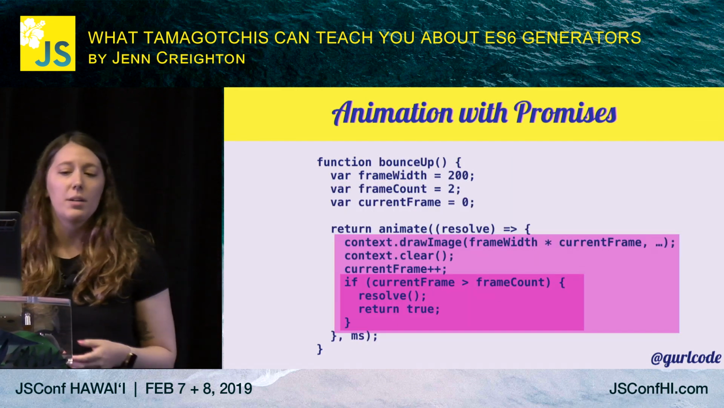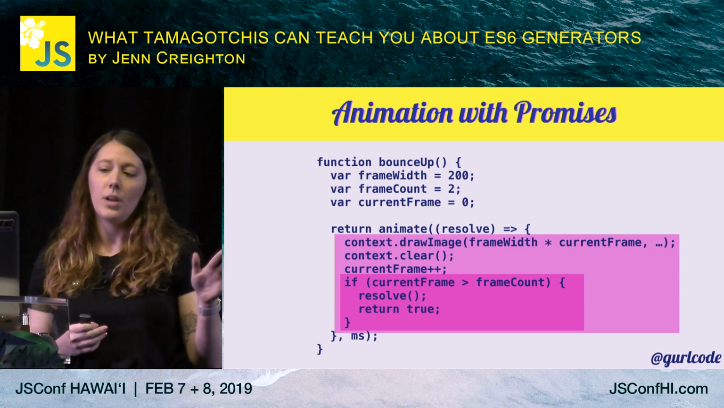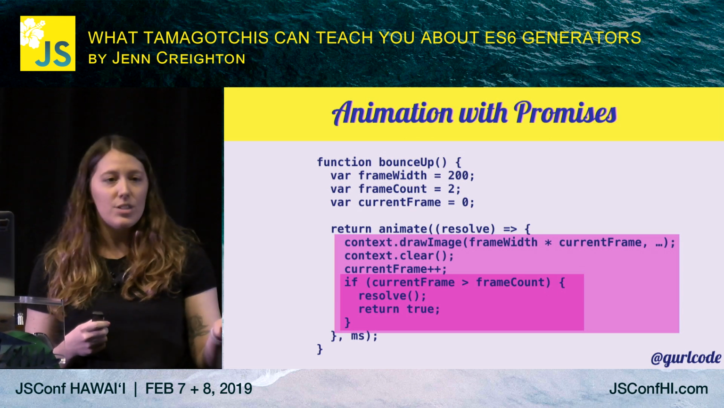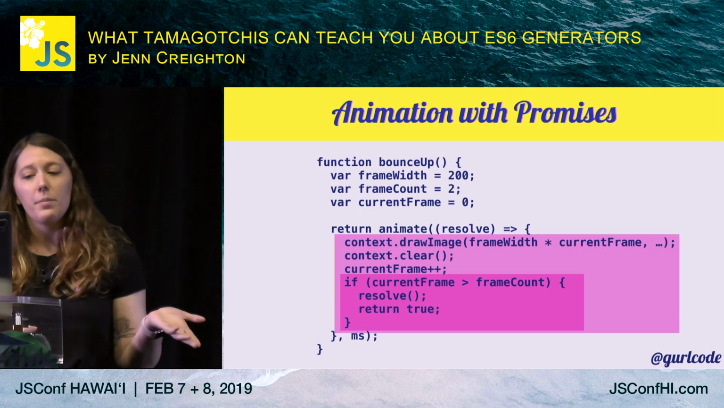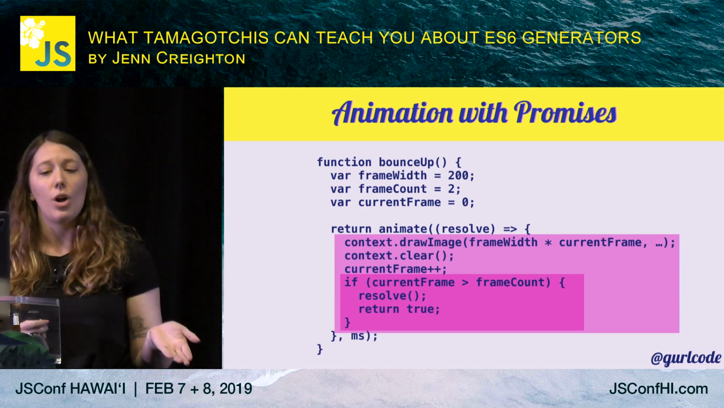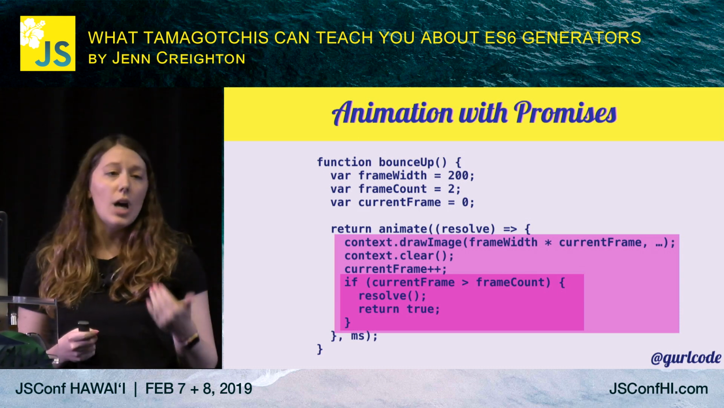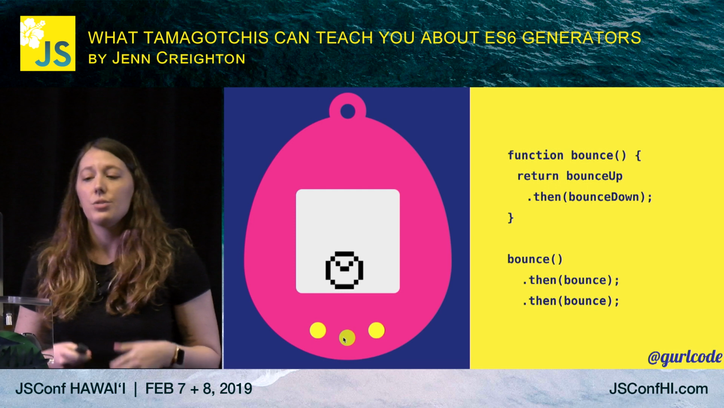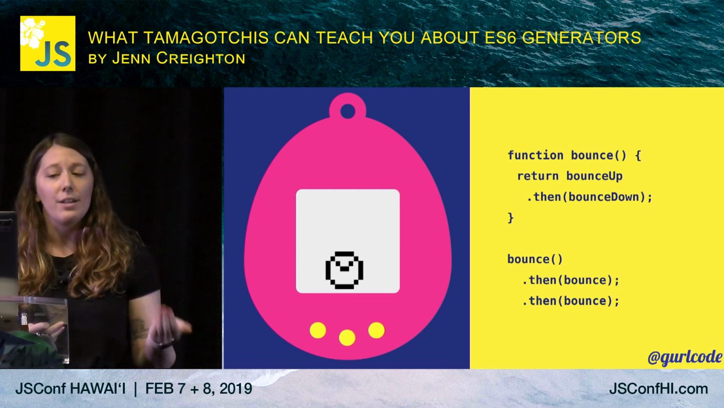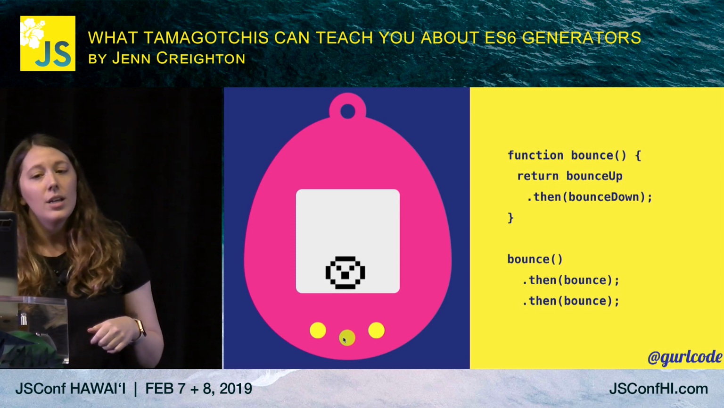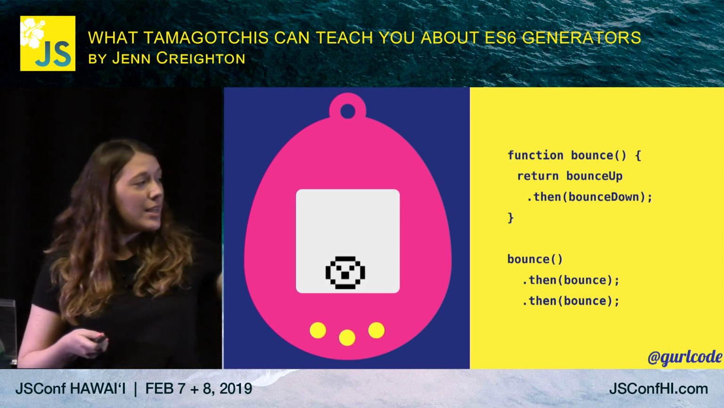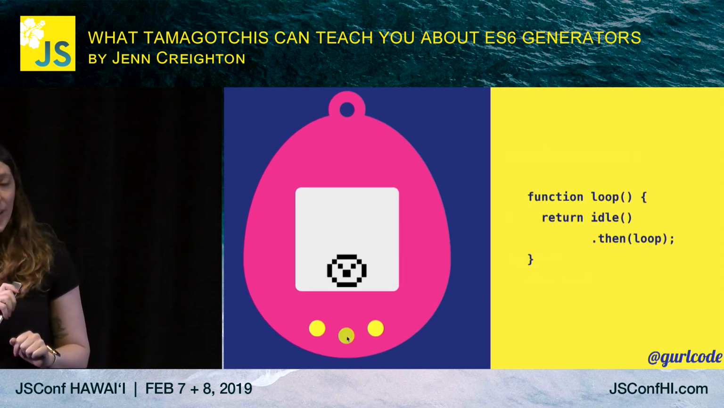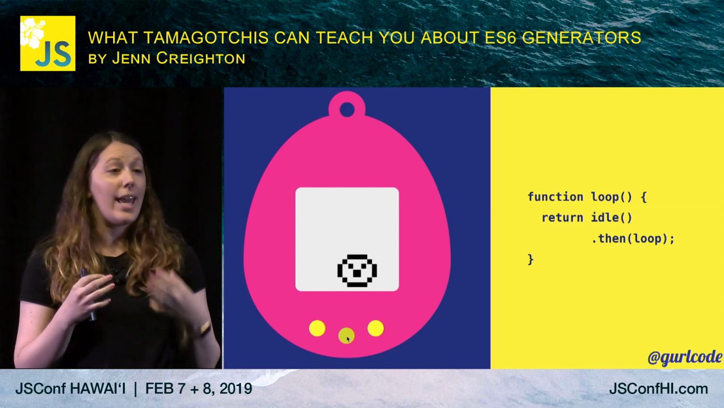So here we're going to actually use the animate function to create a bounce up animation. We're going to pass a function that draws the correct frame, clears the context, and increments the current frame count. When the current frame is greater than the frame count, the promise is resolved and we return true. So this would stop the function from setting another loop via setTimeout. And so now we can create a simple bounce function using our bounce up animation and a bounce down animation using the same animate function. And as you can see, our Tamagotchi is bouncing. Wonderful, beautiful. And so now that that's working, we can move on to creating the main game loop.